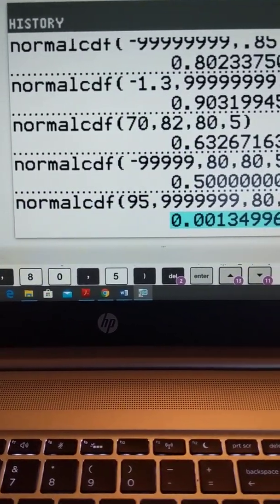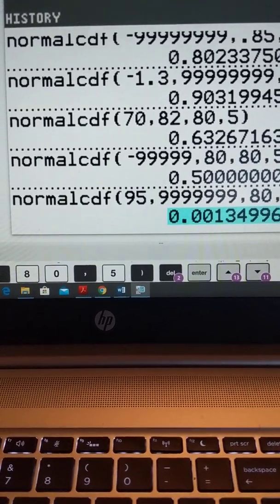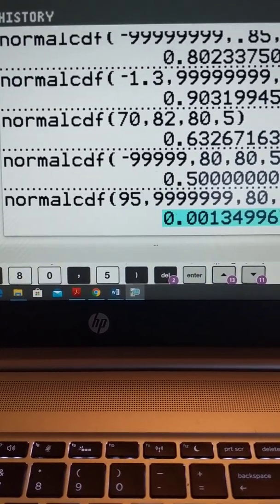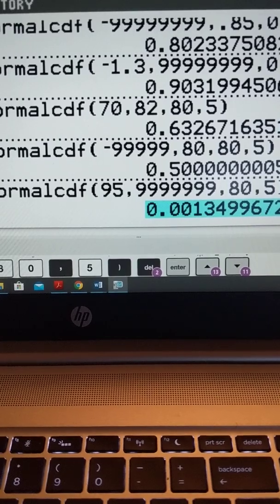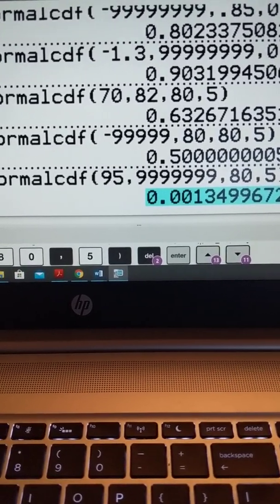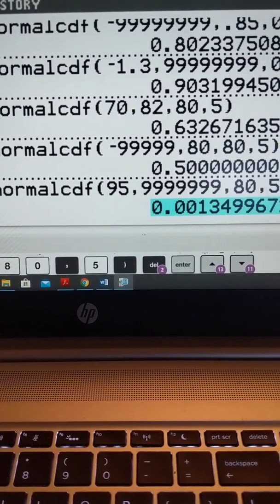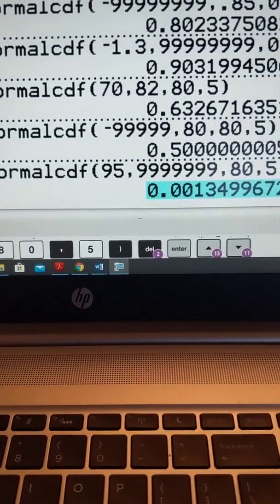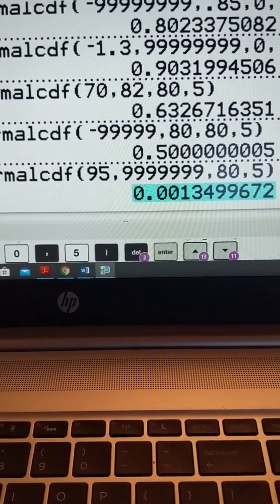but now we're going to be using raw data. So the first one was a center, so it's between 70 and 82, with a mean of 80 and a deviation of 5, so I got about 63%. Now the next one was 80 or lower, so to -infinity again, you'll see it's 50%.